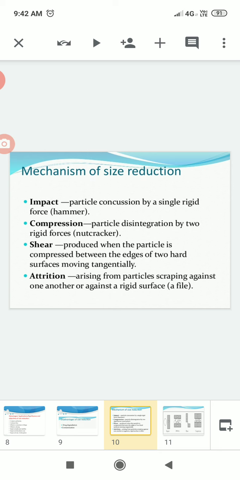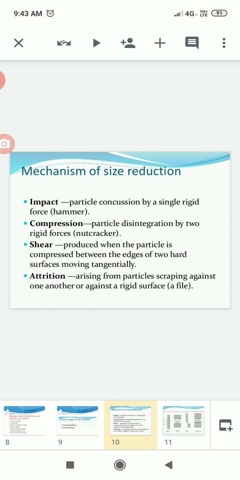Okay, and the next is compression. Compression is particle disintegration by two rigid forces. In impact, it is by a single rigid force, and in compression, it is by two rigid forces, like a nutcracker. Okay, then the next mechanism is shear. In this, the force is produced when the particle is compressed between the edges of two hard surfaces moving tangentially. This all we will see when we study the equipment of size reduction, and we will study all these mechanisms in depth.